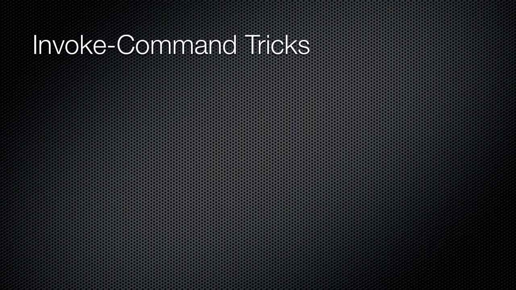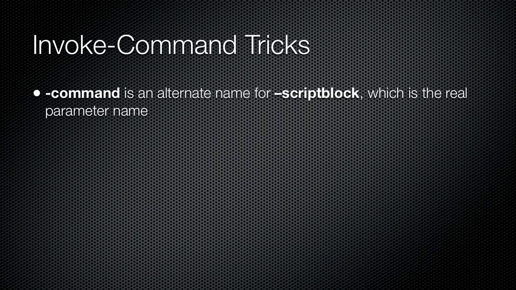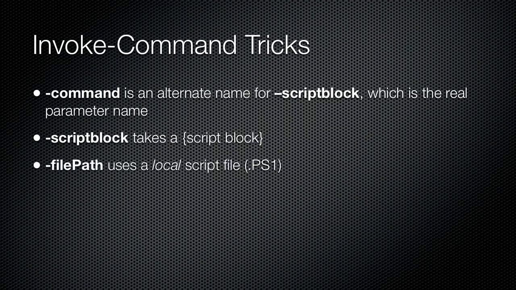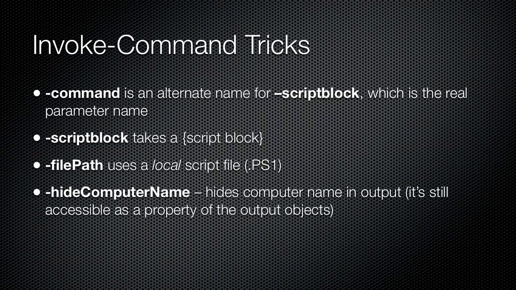Invoke-Command has a few other neat tricks. -Command is an alternate name for the ScriptBlock parameter, which is where you specify the command you want to run on the remote machine or machines. Both accept a script block, which is one or more commands enclosed in curly braces. Alternately, you can use the -FilePath parameter to specify the path and file name of a local script file. The commandlet will then copy that script to the remote computers, which will execute it. The HideComputerName parameter suppresses the PSComputerName property in your output. Although that property remains available for sorting or grouping, it's just hidden from the display. The help file for Invoke-Command explains more about these and other options.